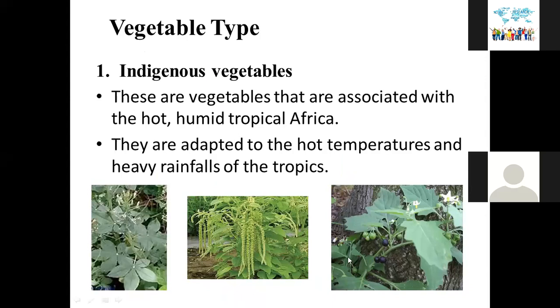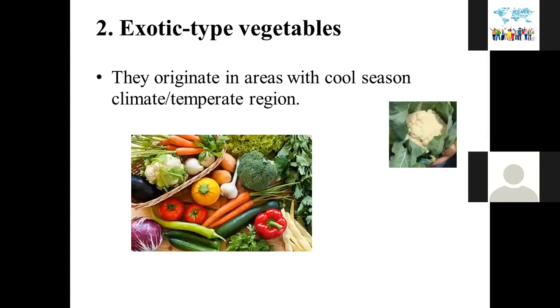Then we also looked at indigenous vegetables. These are vegetables that are grown in the hot climates, like here in Africa. They are known as native vegetables or indigenous vegetables. Then the other type are the exotic types, those that are associated with the Western countries. They originate in areas with cool season climate, such as temperate regions.